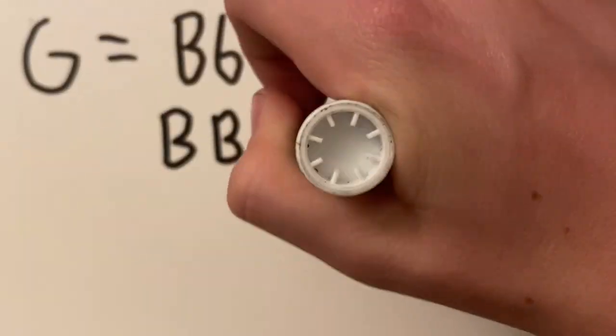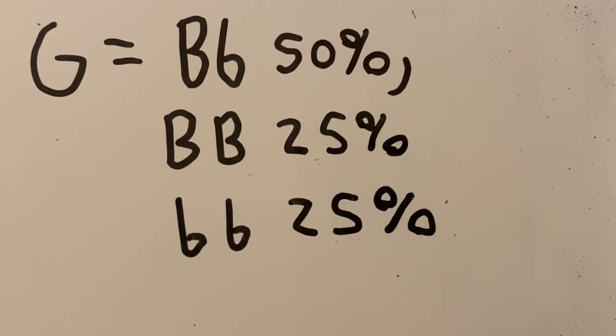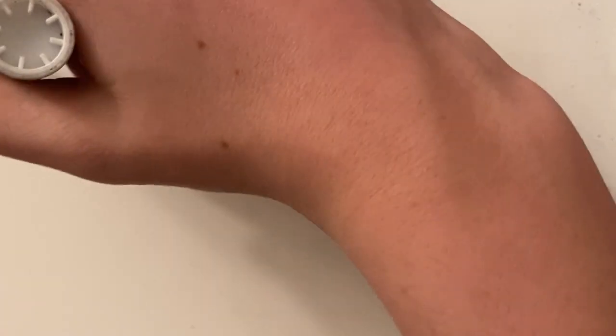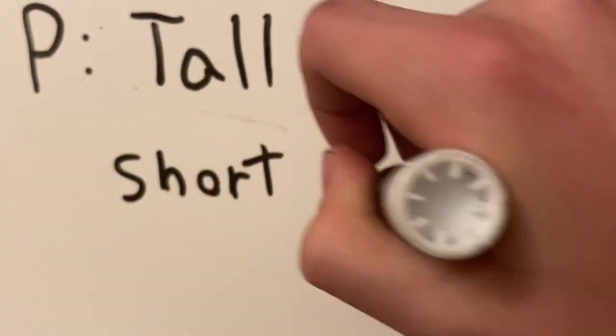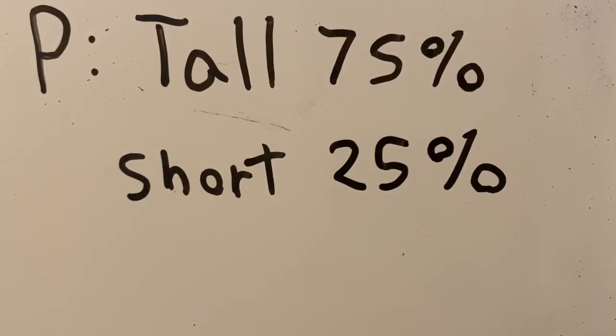Since 75% of the allele combinations have a dominant allele in it, this means that the offspring will have a 75% chance of being tall and a 25% chance of being short, which is the phenotype.